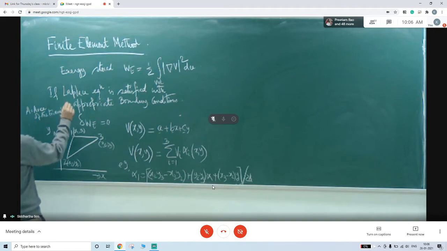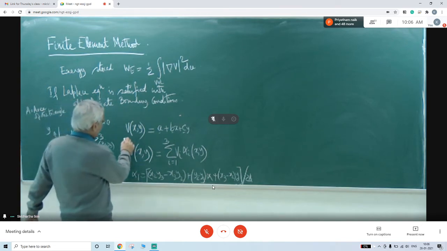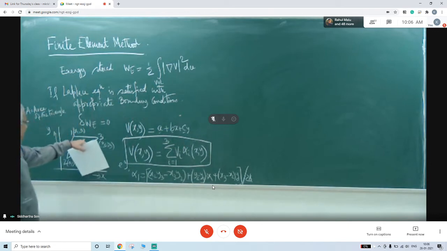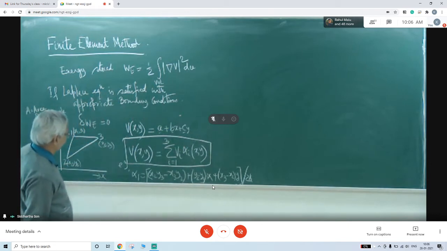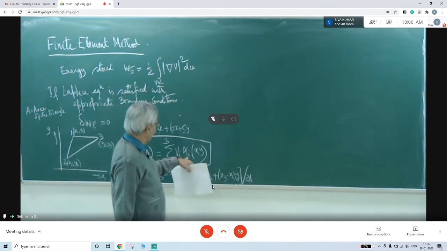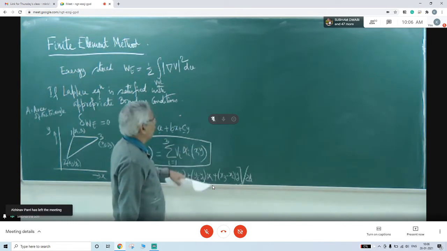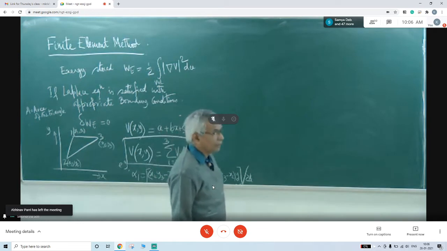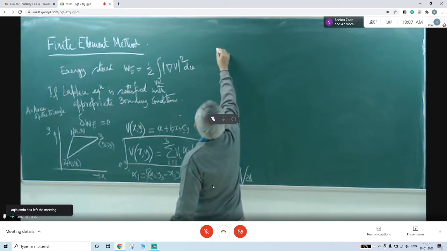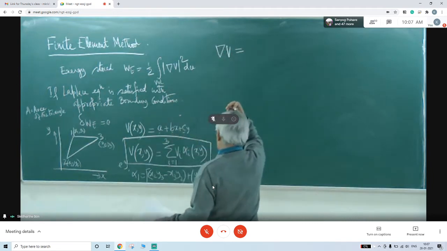So basically, just by doing some algebraic manipulations, I can bring it to this form, where the potential at any point is a function of x and y, and this can be expressed by this, and alpha 1, alpha 2, alpha 3 can be expressed in terms of the coordinates of the vertices. So definitely what we can say is, therefore, nabla V, which is the gradient of this potential there.